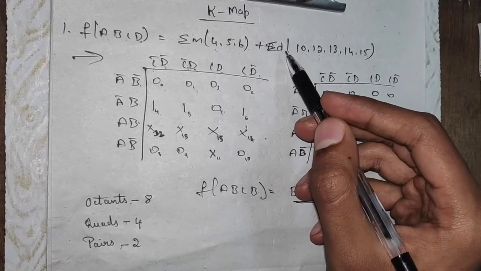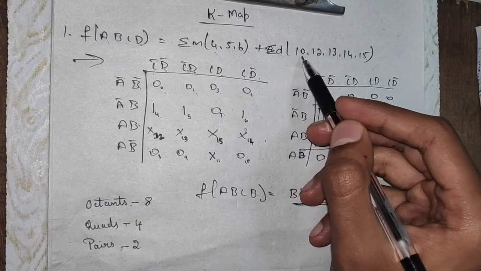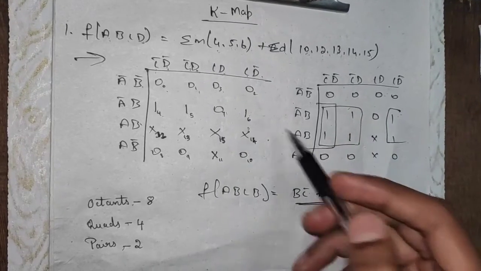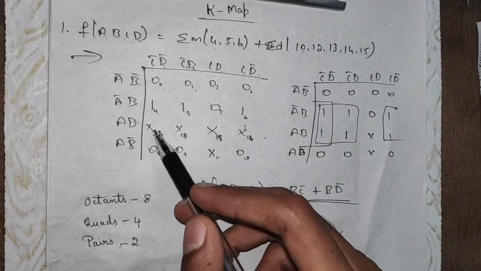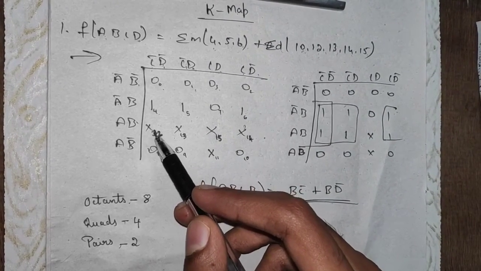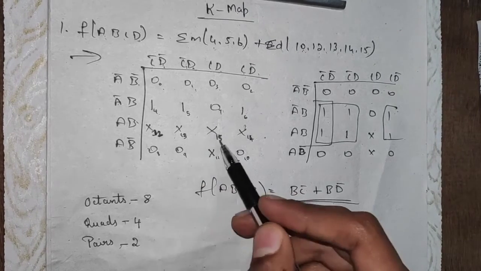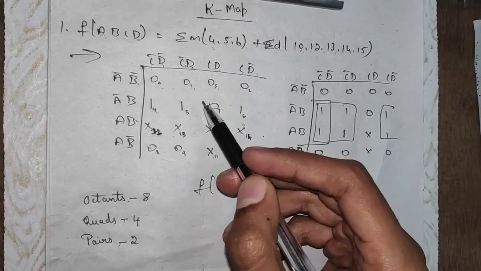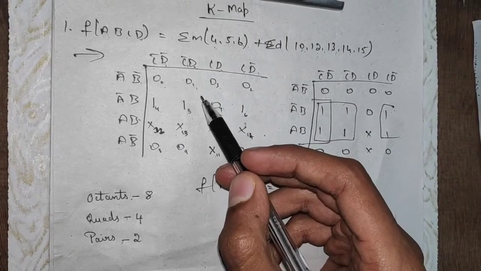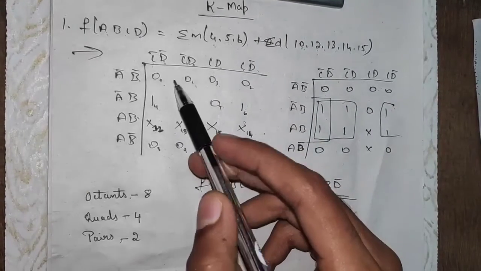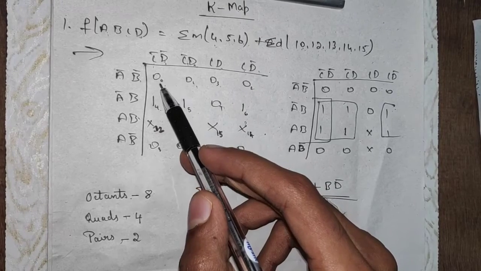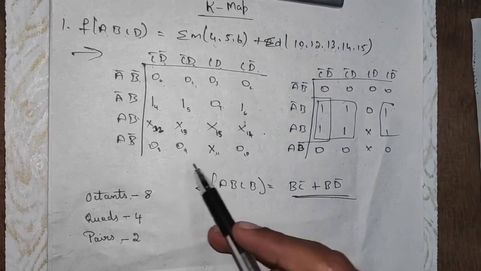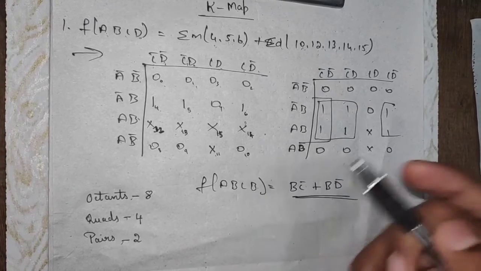Also in the question they have given don't cares as 10, 12, 13, 14 and 15. These don't cares are named as X in the respective table. As we can see, 12, 13, 15, 14, 11 are X. And the places which are neither summation m nor don't cares should be named as zeros. So 0, 1, 3, 2, 7, 8, 9, 10 are zeros.